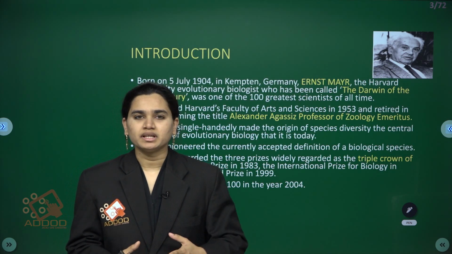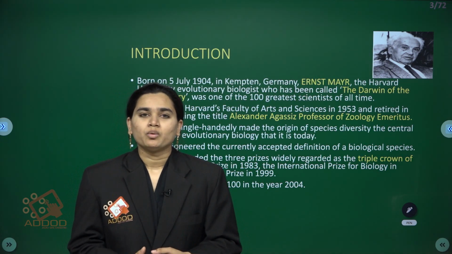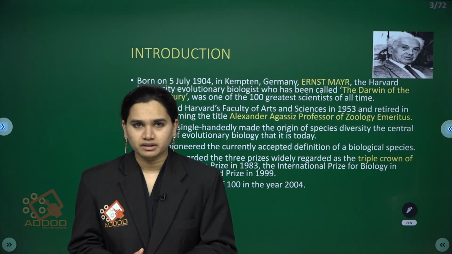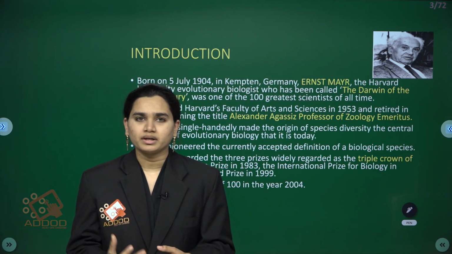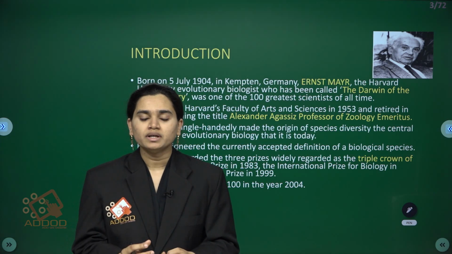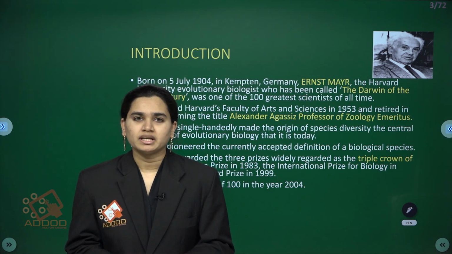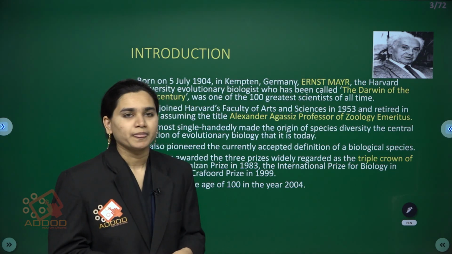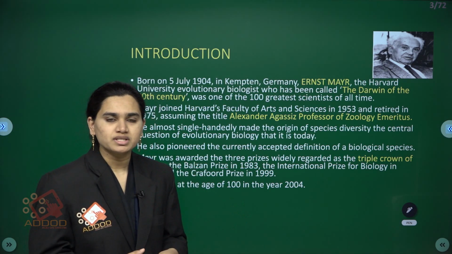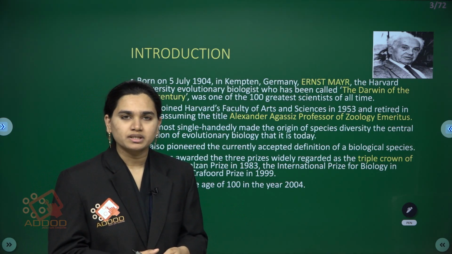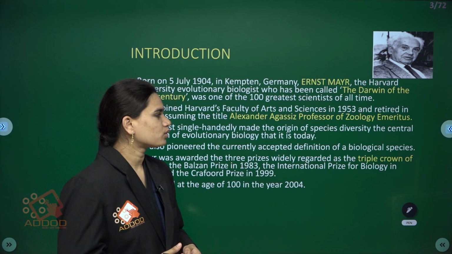Now, when we consider the diversity in the living world, it is necessary to know who are the scientists that have contributed to this. The first scientist who comes to mind is Ernst Mayr. Ernst Mayr is considered the Darwin of the 20th century because he contributed a lot in the discovery of various species. Also, the definition of the species that is used presently was given by Ernst Mayr. He was born in 1904 in Kempten, Germany, and he was a professor at Harvard University. He was an evolutionary biologist and faculty of art and science at Harvard University, and when he retired from there, he got the title Alexander Agassiz Professor of Zoology Emeritus.